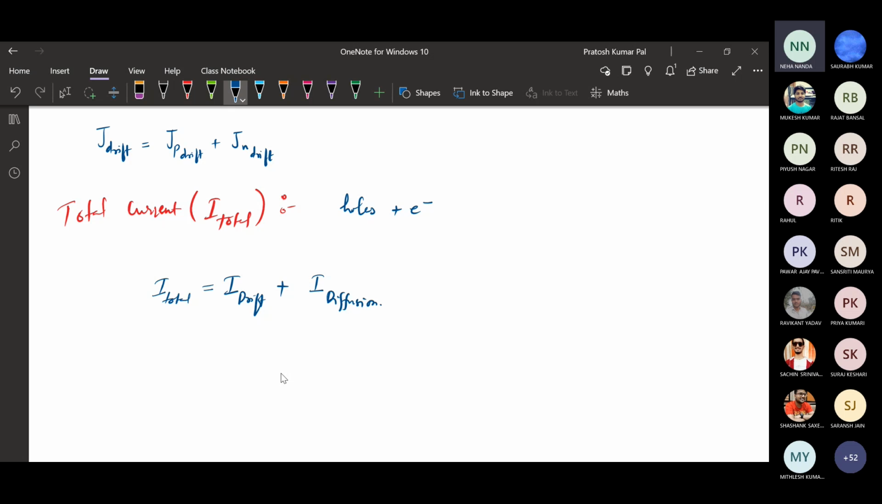Okay, so this drift is caused basically because of the potential gradient. As we have applied the electric field, there will be a potential difference, which means there will be a potential gradient. This potential gradient will cause the charge carriers to move from one position to another, resulting in the drift current. In case of diffusion, this is because of the concentration gradient.